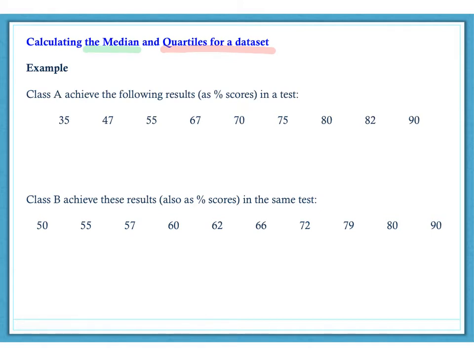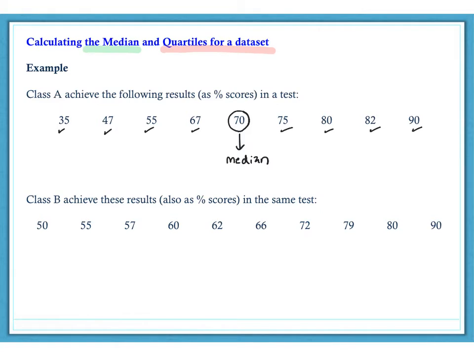But we're going to start off simply with a dataset. Look at Class A. They've achieved the following results as percentage scores in a test. We're going to start off by finding the median for this dataset. So remember, the median is one example of an average. It is found by arranging your data in ascending numerical order and then finding the middle value. Now, when you have your data in a list like this, one way of finding the median is to tick off values, don't cross them out, tick them off underneath or make a mark underneath until you find the middle value. And we can see that the median is equal to 70. So there is a specific median in this example.